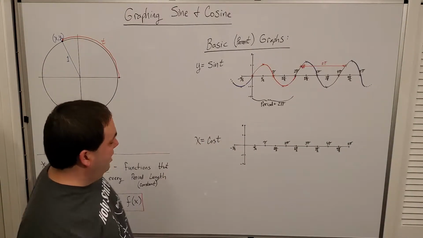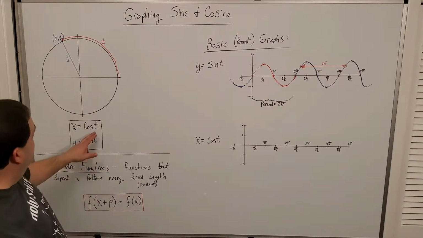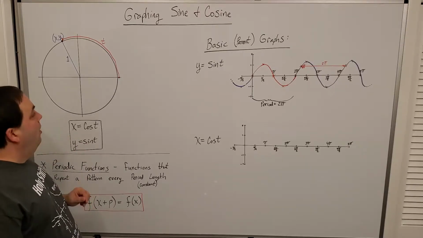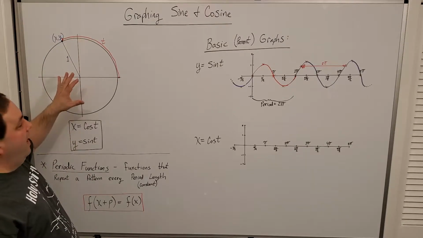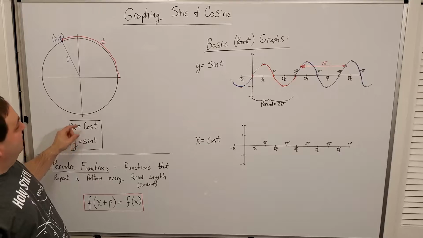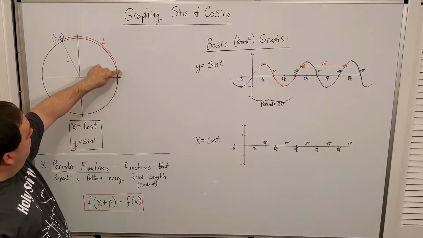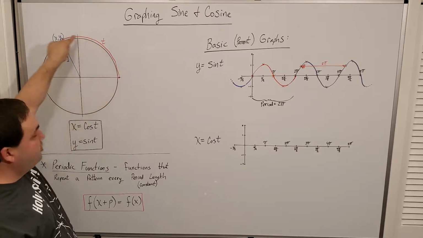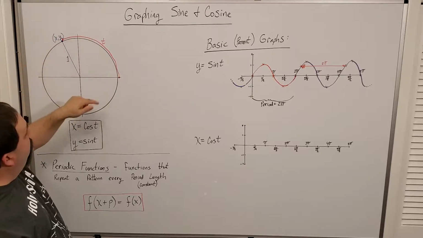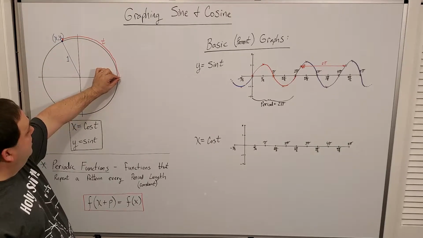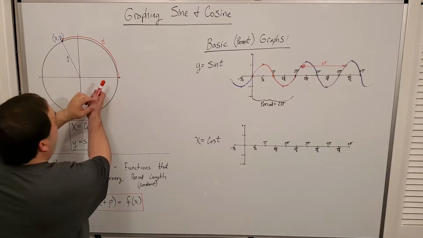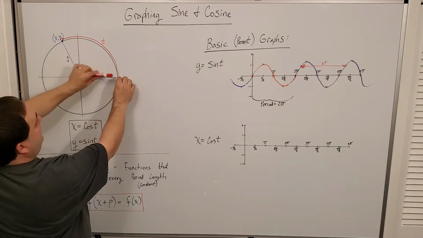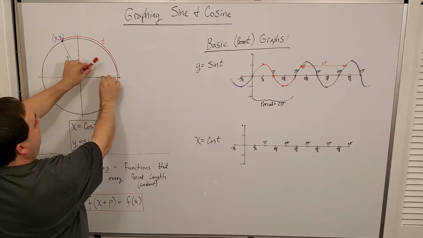So let's do cosine. Cosine is going to be the x value. All right, so just like the y value, the x value is going to oscillate. I'm going to start over here and I'm going to rotate the point around the circle over and over and over again, right? So the x value is going to start moving this way. As I rotate, the x value is going to follow it like that.